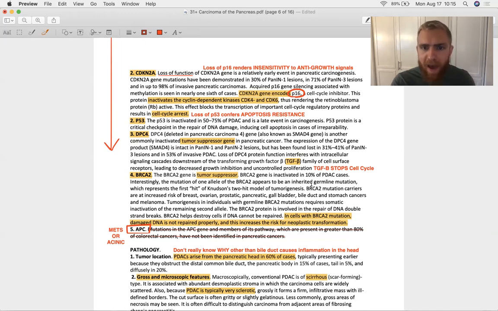DPC4, also known as SMAD4, is another tumor suppressor gene. It's lost in Panin-3 lesions and half of invasive ductal adenocarcinomas. This DPC4 is going to block TGF-beta signaling. And TGF-beta normally serves a similar function to P53. It says stop, reevaluate, look at where you are, take stock. Do you need to grow more? Do you need to run apoptosis? So if you don't have TGF-beta, you can't do that, which is why DPC4 is a tumor suppressor gene.